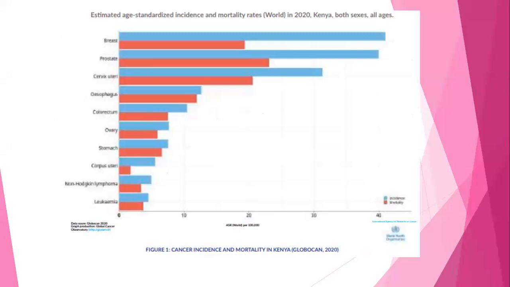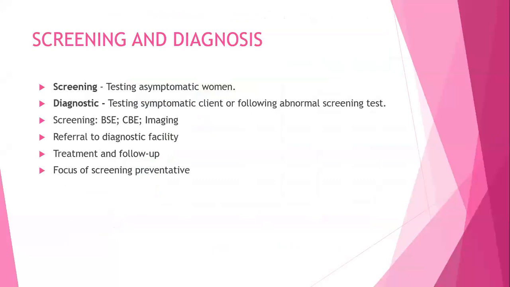So this is a representation of what we had just discussed, the breast cancer burden. We are seeing in the statistics that the blue bar represents the incidence. We can see that it's the cancer with the highest incidence in our country, followed by prostate cancer in men. And the red bar represents the mortality. So again, we see it is the second leading cause of mortality.